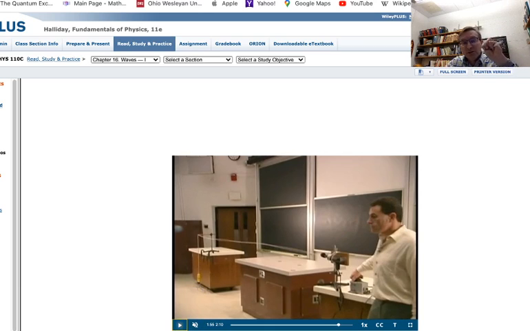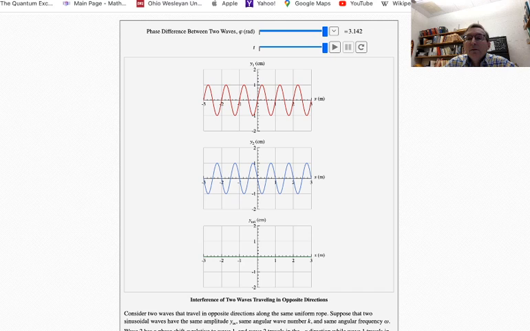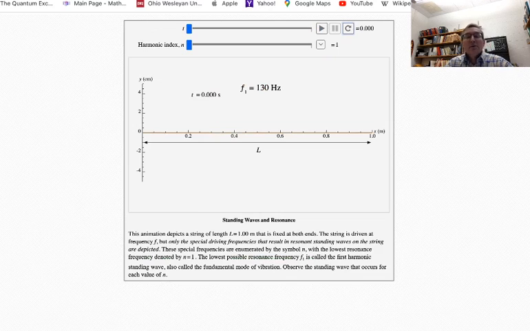But I just wanted you to see that with a real string, under real conditions, you can make these standing waves. I don't want you to think that it's something we're making up. But now let me show you another animation where we represent a horizontal string. It's got a length of 1 meter.